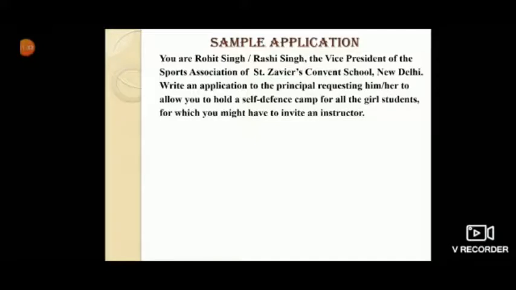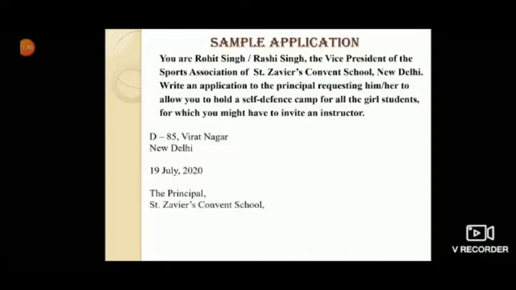First, we will write the sender's address, which is D85 Virat Nagar, New Delhi. Then date, 19 July 2020. Next, the concerned receiver, the principal, St. Xavier's Convent School, New Delhi. Then subject, regarding self-defense camp for the girl students. Next, salutation, sir, then body.